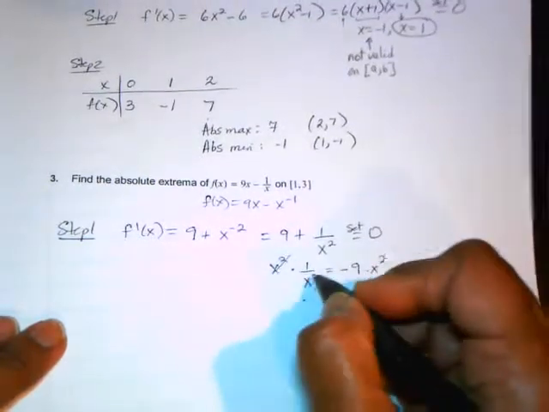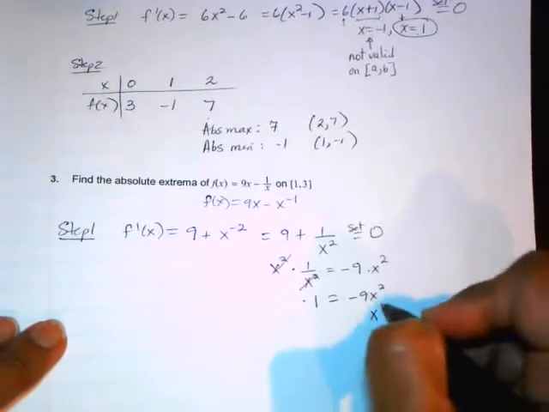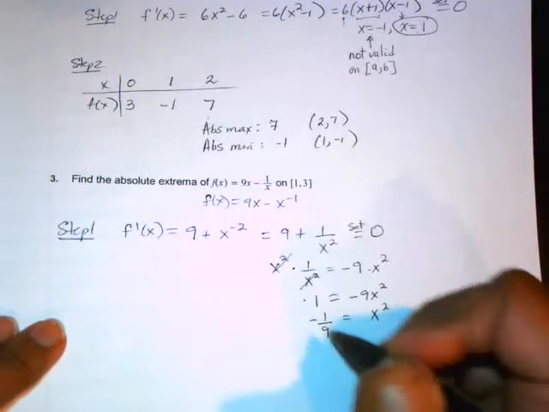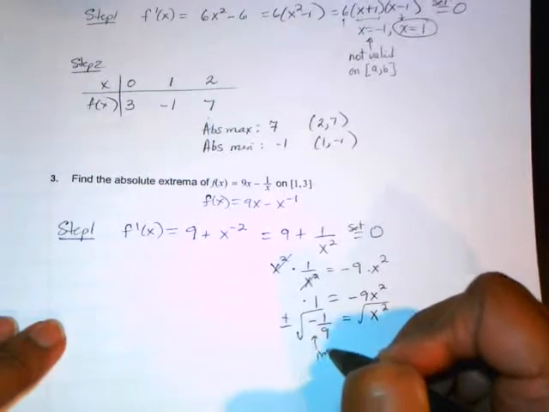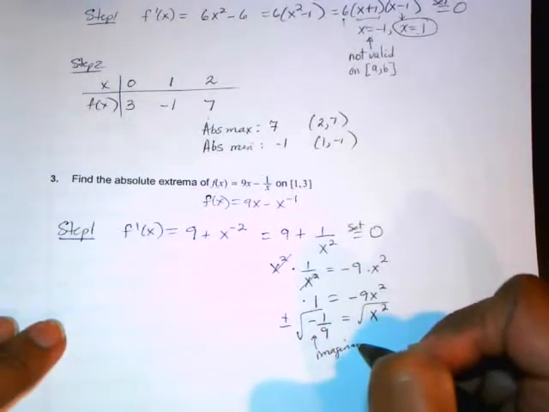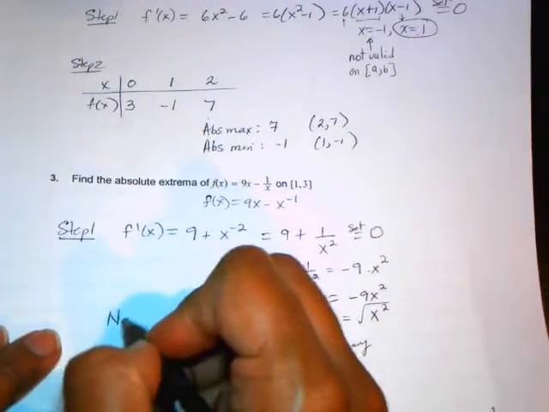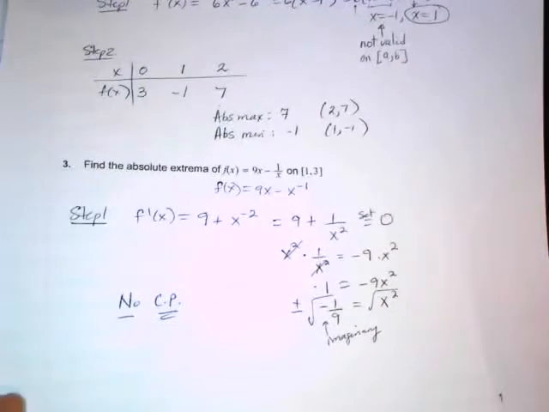And you get that to go away. 1 is negative 9x squared, or x squared is negative 1 divided by 9. And when you go to take square roots of both sides, that is not real. Negative 1/9 under the square root is imaginary. All that work to say there's no critical points. So we'll move on to step 2.